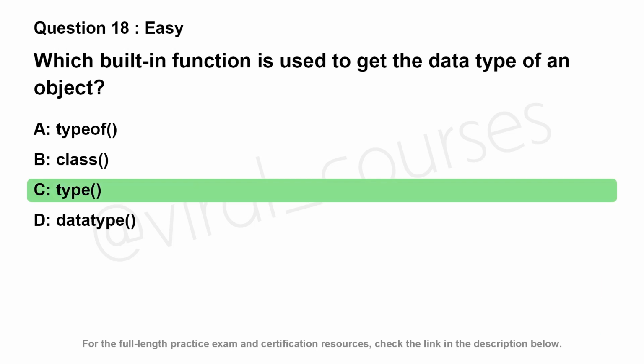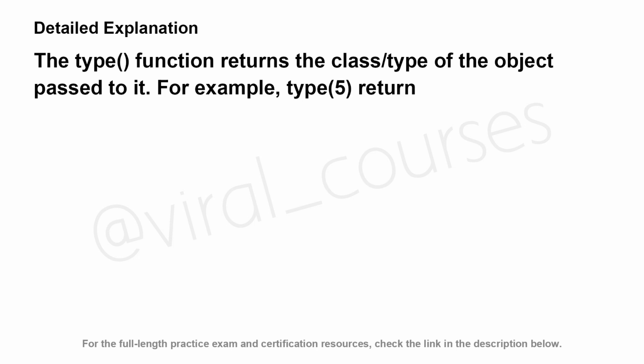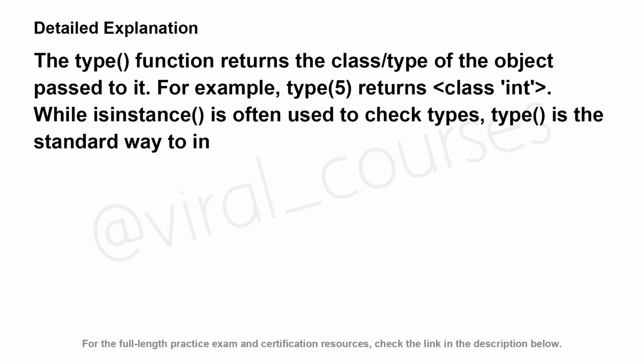The correct answer is C. The type function returns the class type of the object passed to it. For example, type(5) returns <class 'int'>, while isinstance is often used to check types. type is the standard way to inspect the specific class.